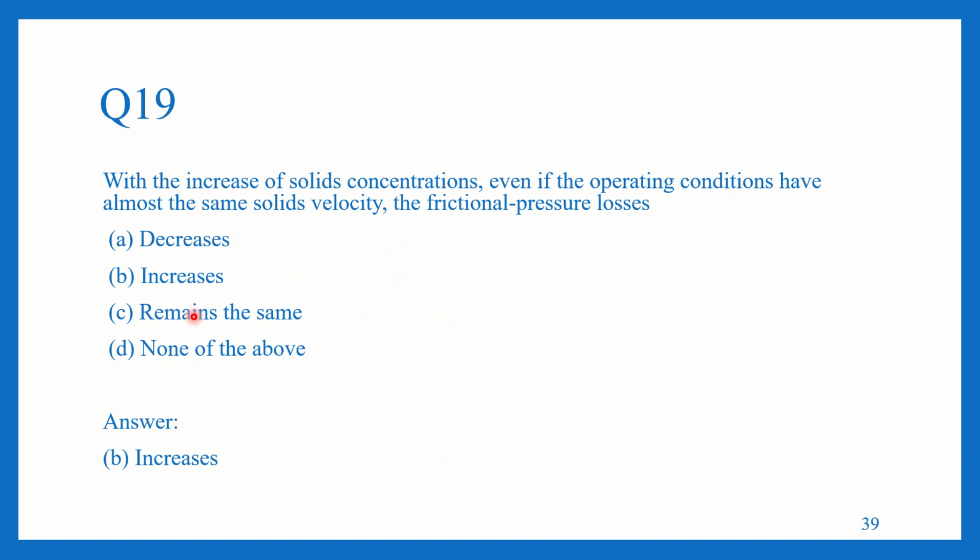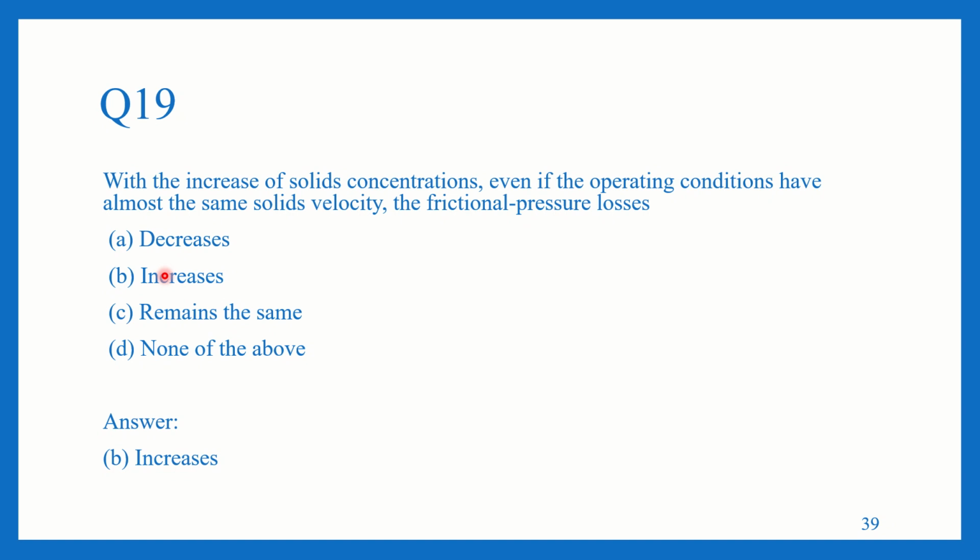We'll go to question 19. With increase of solids concentration, even if the operating conditions have almost the same solids velocity, the frictional pressure losses: Option A, decreases. Option B, increases. Option C, remains the same. Option D, none of the above. Think of the case where solid concentration increases, and all other operating conditions, like solids velocity, remain the same. What would be the frictional pressure loss for the case with lower solid concentration and higher solid concentration?